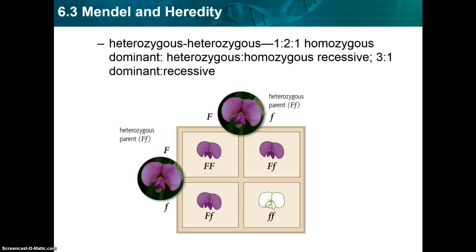Now, if you take two individuals that are both heterozygous and you cross them together, you're going to get a 1 to 2 to 1 ratio. The way you set up your ratios, you do your homozygous dominant first, so that's going to be capital F, and then your heterozygous, so big F, little f, and then homozygous recessive, so little f. That's how you set up the ratio. Always do it in that order.